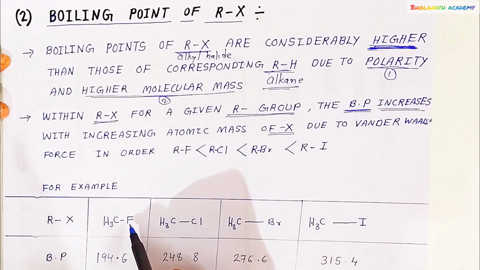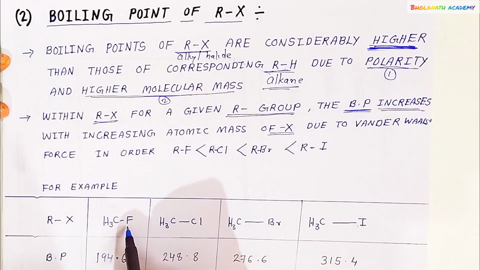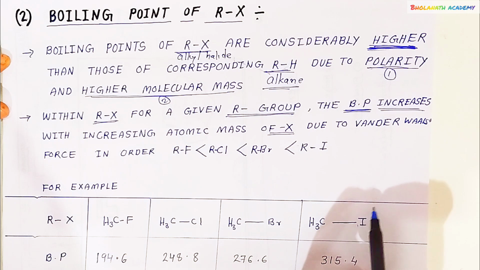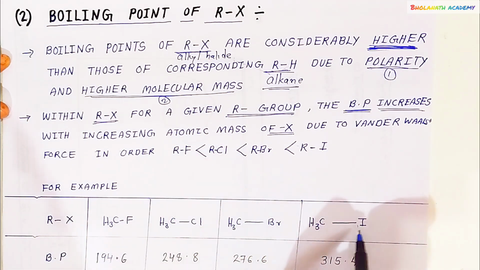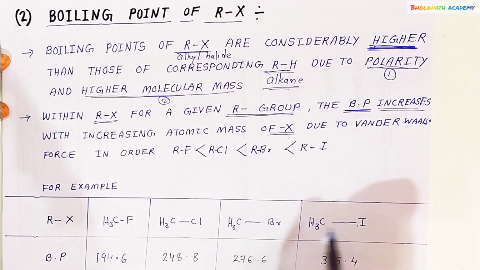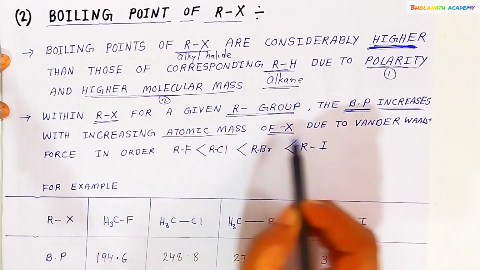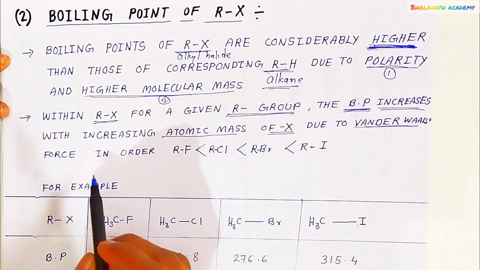So when you go from fluorine to iodine, the atomic masses go on increasing. So, students, the boiling point will also increase. By observing fluorine, chlorine, bromine, iodine, you can see the atomic mass is increasing. That means the boiling point will also increase if it has the same methyl group in all four molecules. The methyl group is constant, but the halides are different. Fluorine is the smallest, with less atomic mass as compared to chlorine, bromine and iodine. Iodine has more atomic mass. So the boiling point increases with increasing atomic mass of the halide due to van der Waals forces.